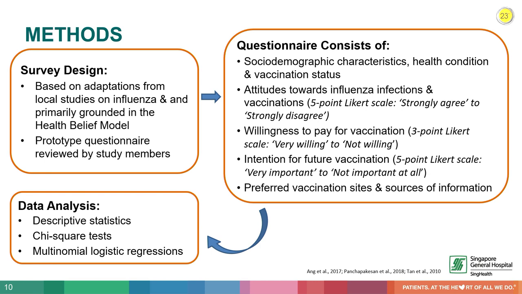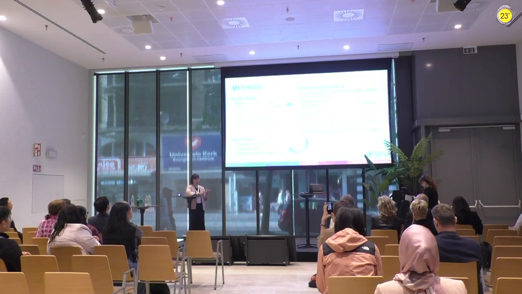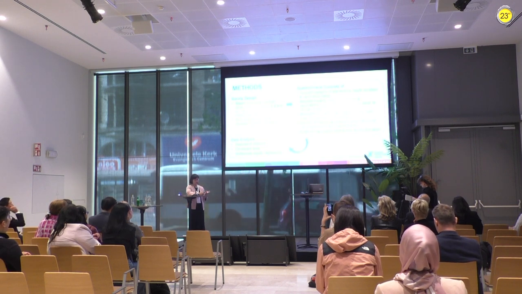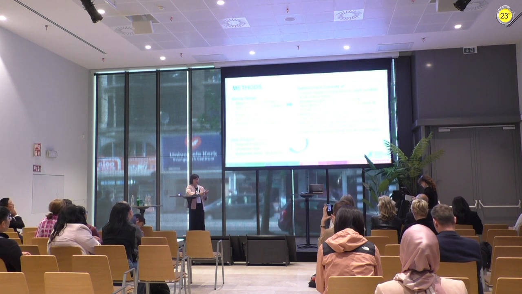The prototype questions are reviewed by our study members who are experts in family medicine, public health, as well as community nursing teams. The questionnaire consists of sociodemographic characteristics, health conditions, vaccination status, their attitude towards vaccinations, their willingness to pay for the vaccinations, and their intention for future vaccinations. We also explore their preferred vaccine sites as well as the source of information they get from. Data was analyzed based on descriptive statistics, chi-square, as well as logistic regressions.